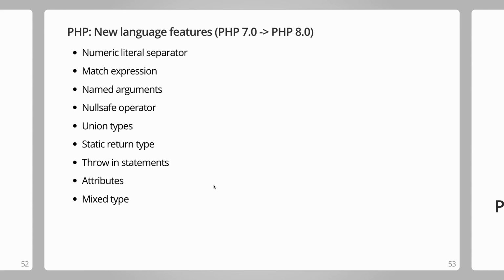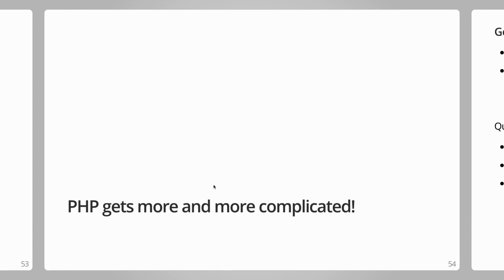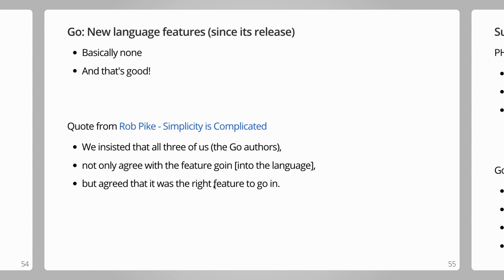And this list goes even further. And as mentioned, these are only the language features introduced into the PHP syntax in the last 5 years. This does not include any new classes or functions or low-level features like the JIT. They are just the language words you're writing. So essentially, PHP gets more and more complicated. But what do you think, how many syntax features have been added to Go? Well, basically none. And that's good. The creators are not lazy, they do this on purpose.